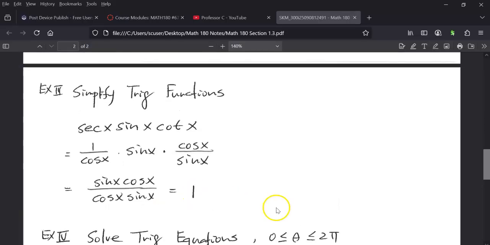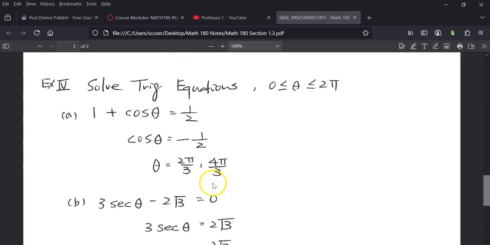So to simplify trig functions, when we say simplify, what we want to do is, whenever you have anything other than sine and cosine, if you can make them into sine and cosine, that will be perfect. So for example, secant right here is 1 over cosine. Sine is already sine, that's fine. But cotangent, we can change that to cosine over sine. And once we do some algebra, we find out everything cancels out. So the answer is simply 1.